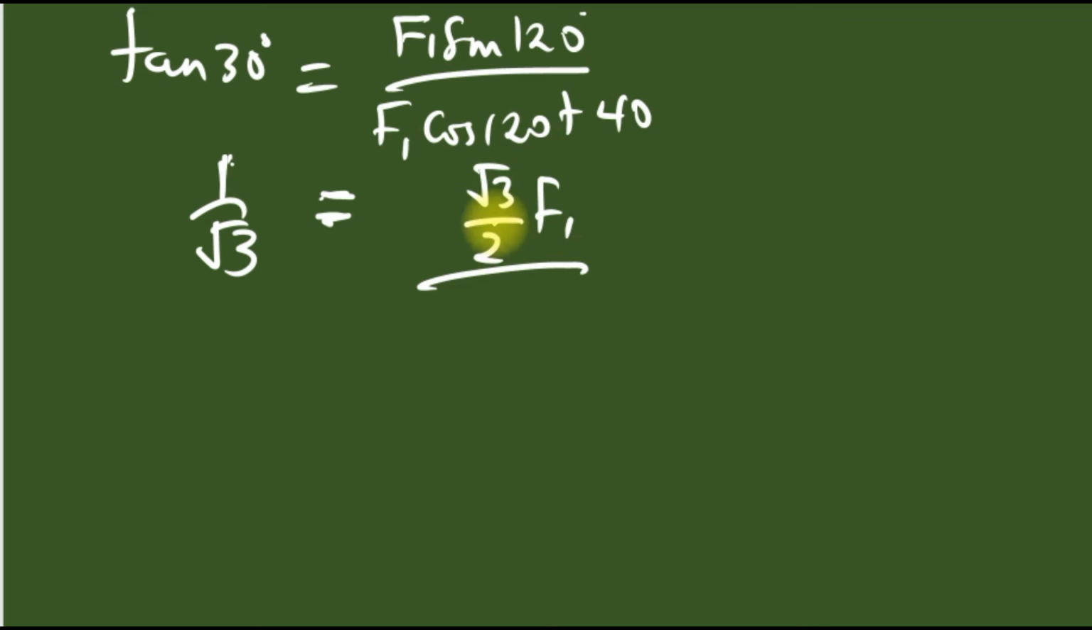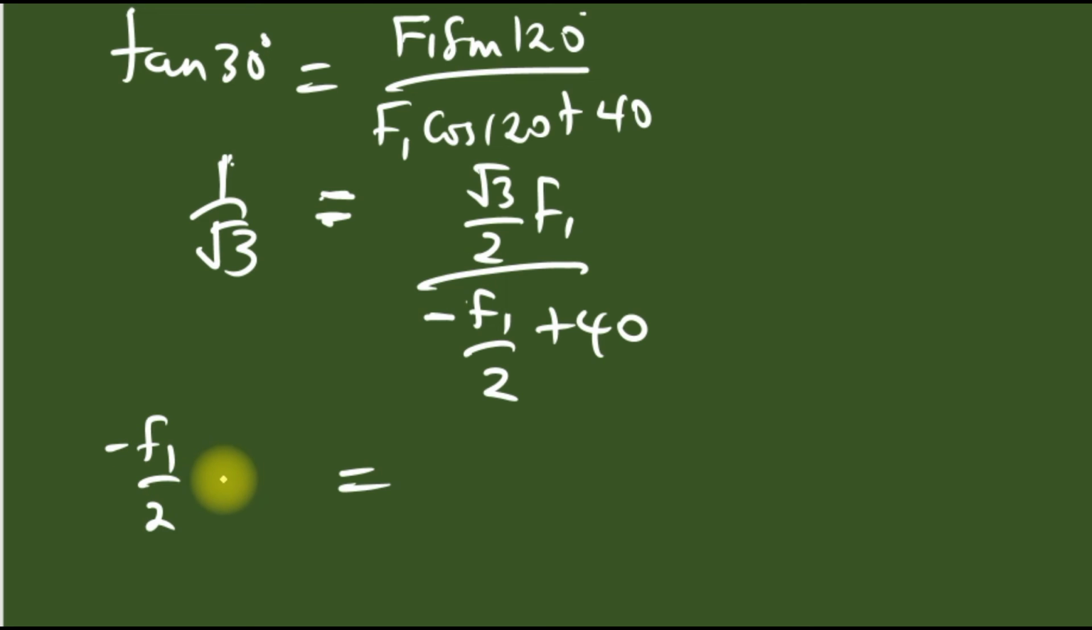F1, cos 120 is minus half, so minus F1 over 2 plus 40. So we'll cross multiply. This times 1 is minus F1 over 2 plus 40. Then this times this: root 3 times root 3 is 3, so 3 over 2 F1.